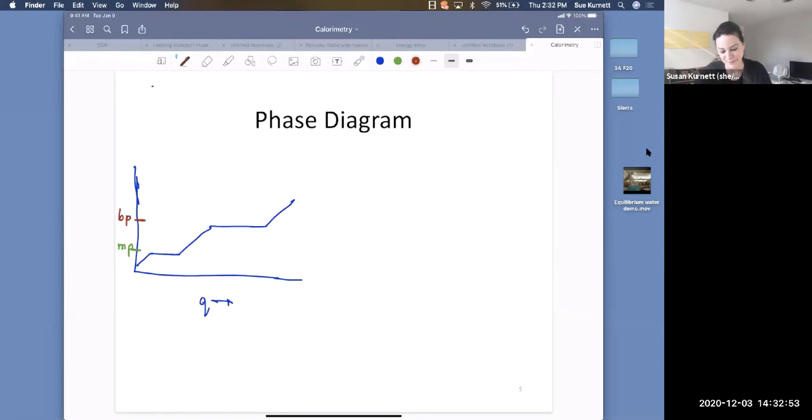The boiling point for liquid water is 100 degrees Celsius. But if it's not water, then you're going to need to be told what it is. Every time we have a line with a slope, Q equals mc delta T. What is C? You'll have to look it up because it depends on the substance and the phase of the substance.